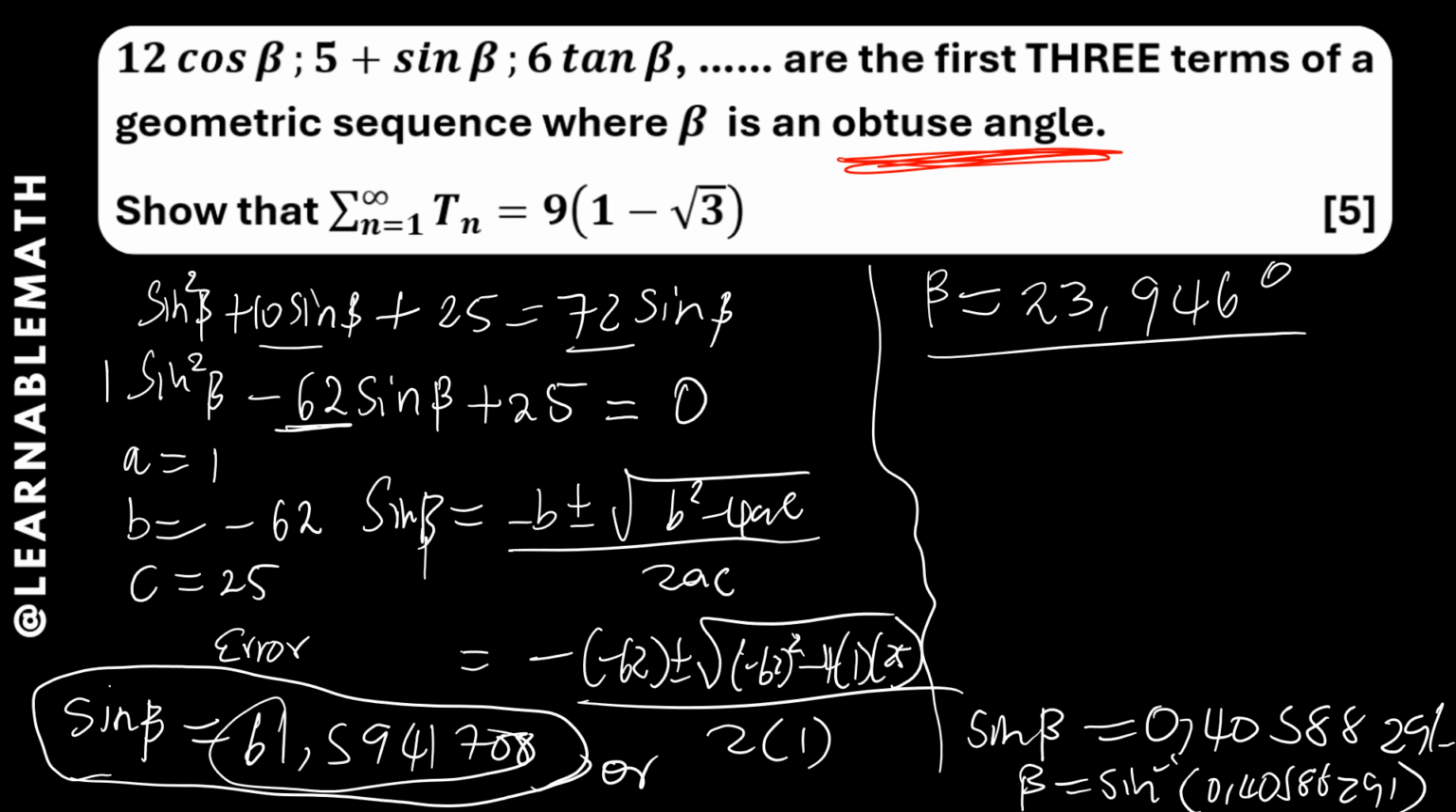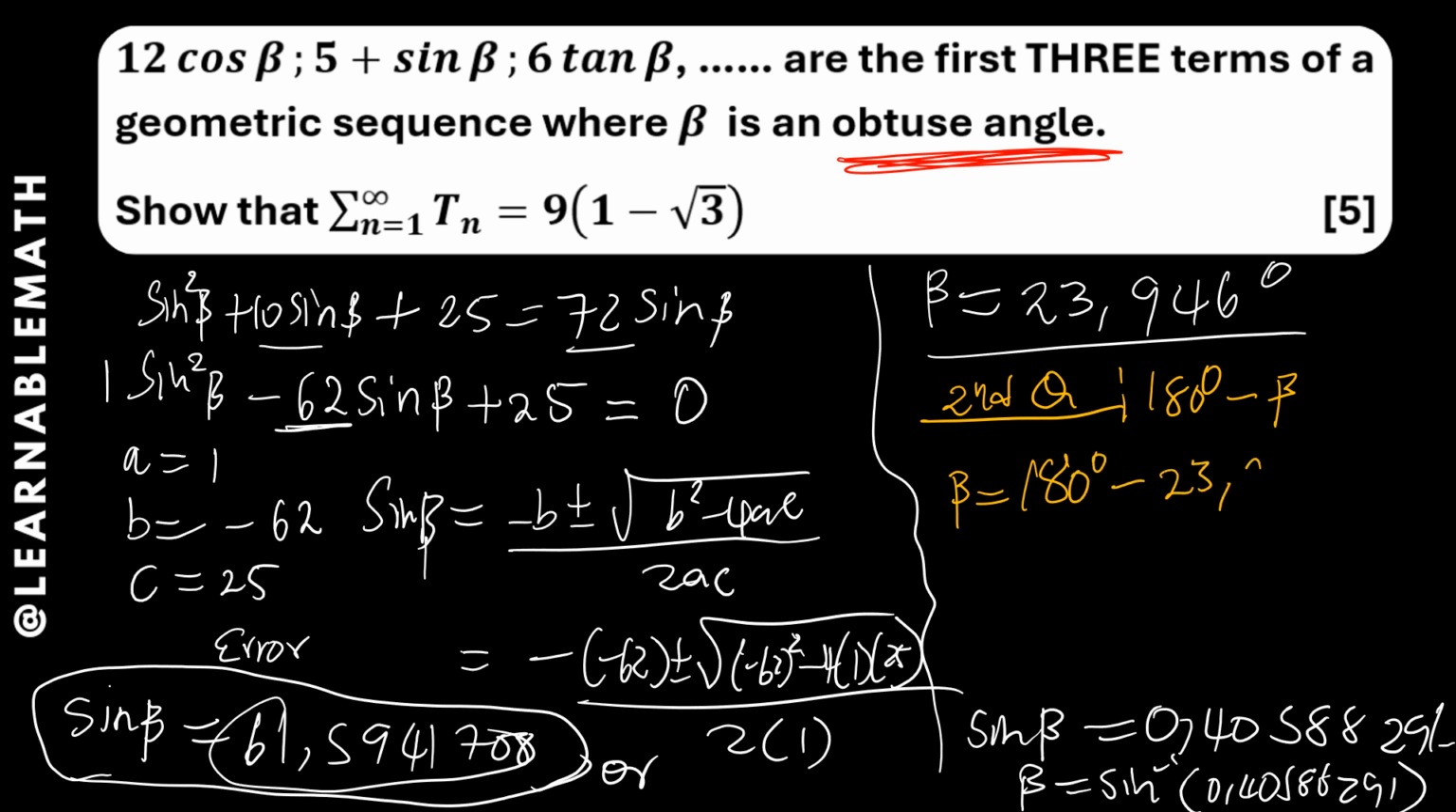So obviously to get the obtuse angle, you'll go where sine is positive. It's positive in the second quadrant. The second quadrant is defined by 180 degrees minus beta. So we can answer beta in that quadrant: 180 degrees minus 23.946 degrees, because they told us that beta is an obtuse angle. So you just say 180 minus that reference angle, then we get 156.05 degrees. Okay, so that is your beta.